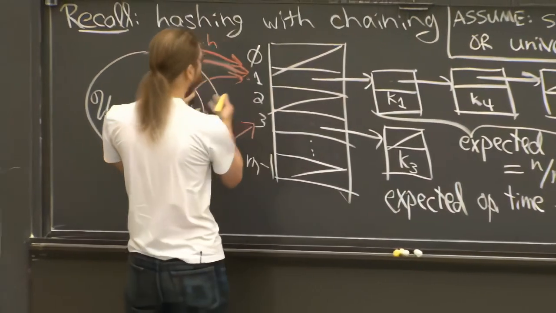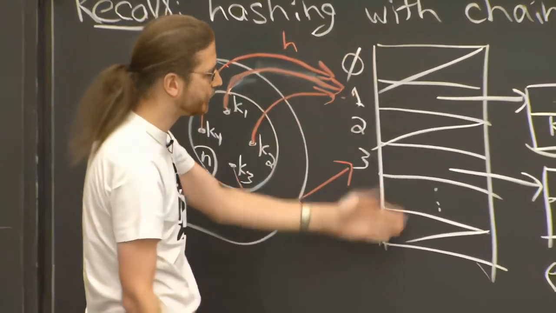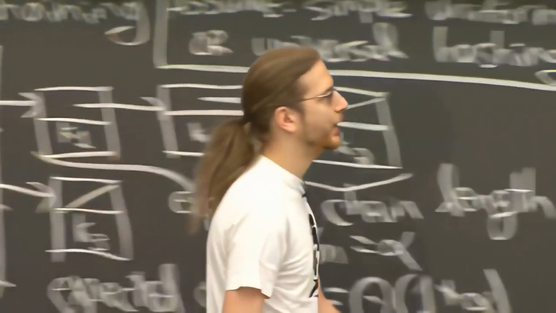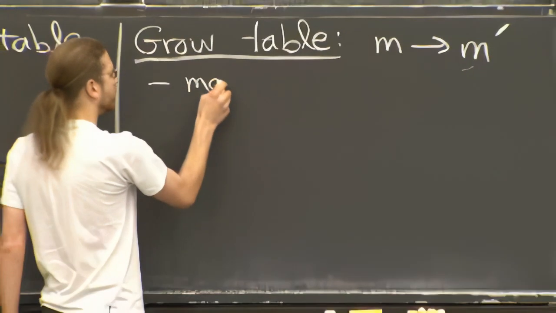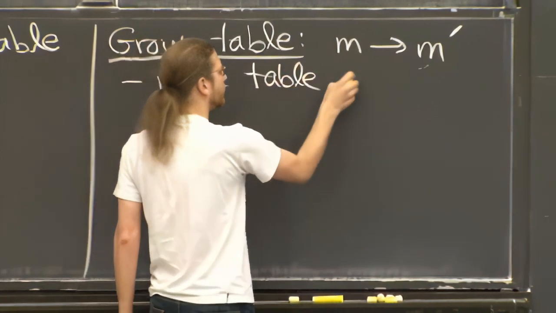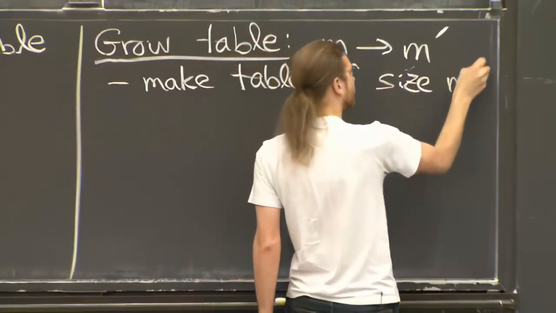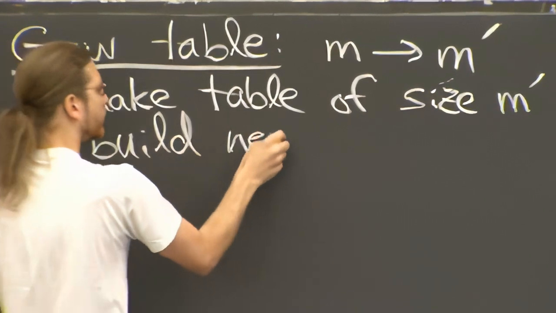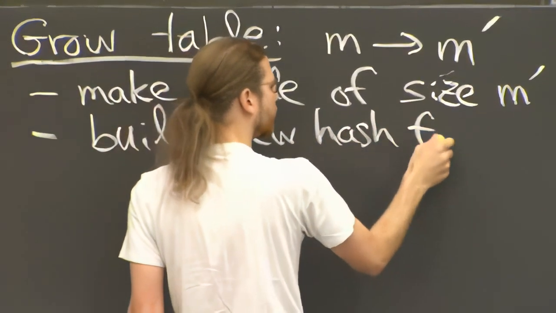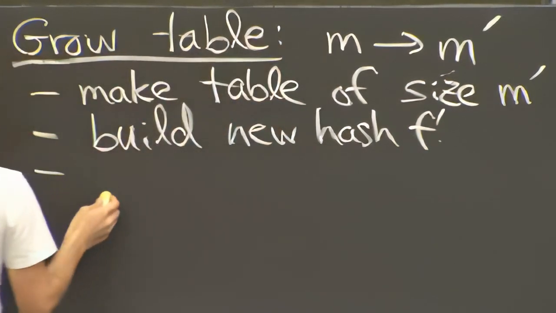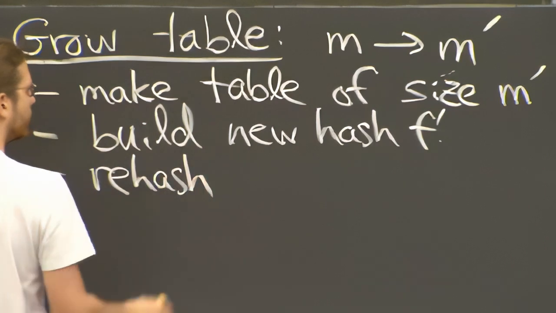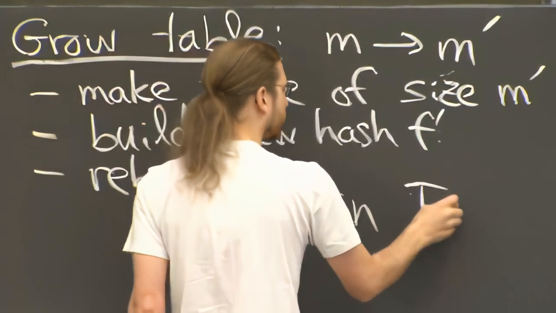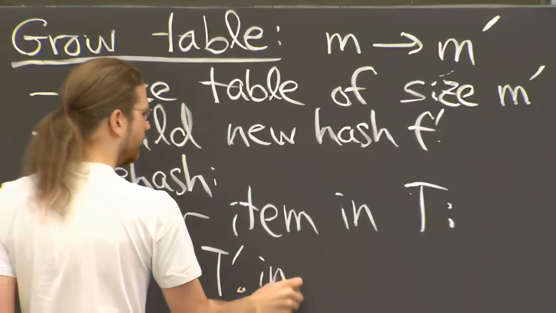So we have all these keys. They're stored with some hash function in here in table of size m. I need to build an entirely new table of size m prime. And then I need to rehash everything. One way to think of this is for each item in the old table, insert into the new table.